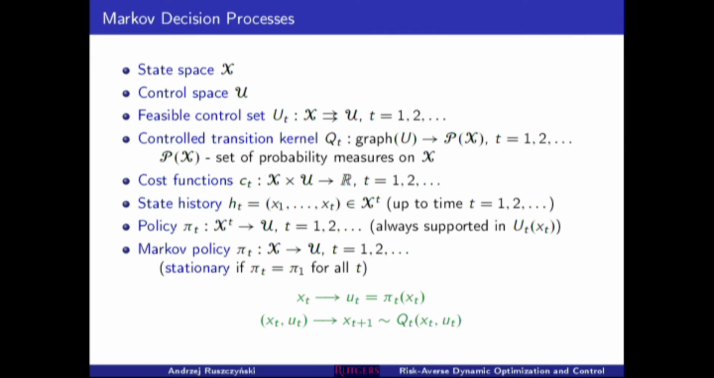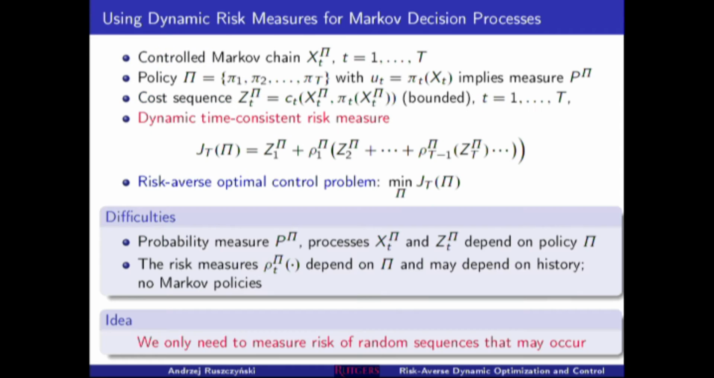Okay, so the system works as displayed on these green lines. Once we have a state, a Markov policy, if we use a Markov policy, would calculate a control U as a function of the state. And then the state and control pair will give us a distribution of the next state. Okay, this is the system. And then let's use a risk measure to optimize this system.